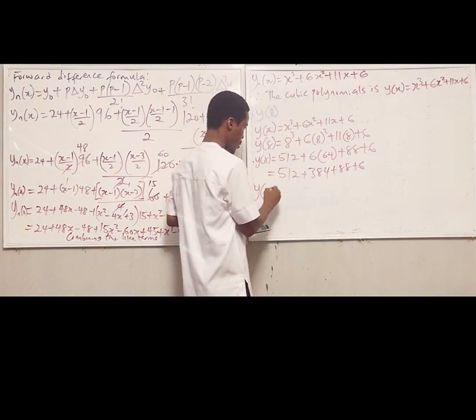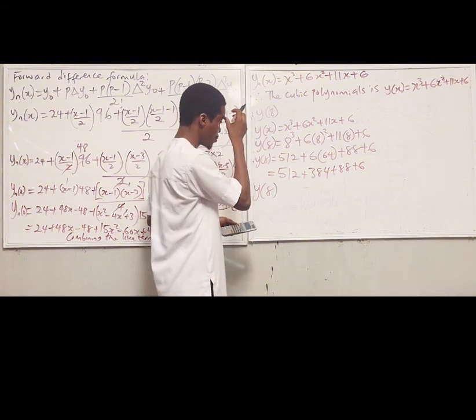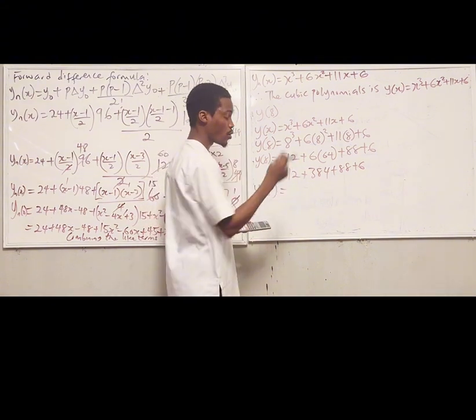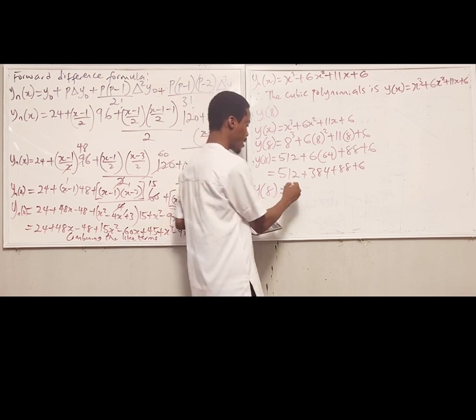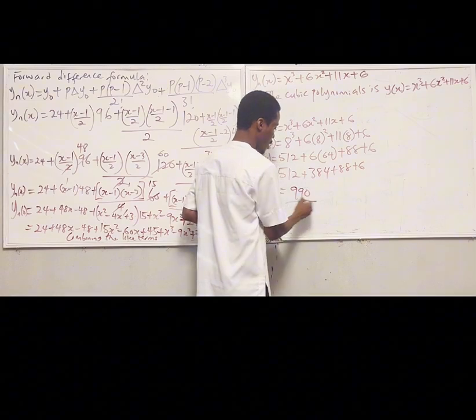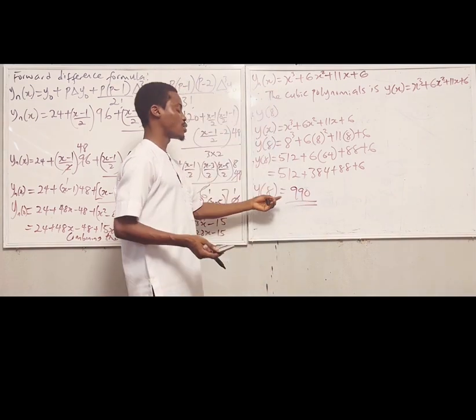So finally, my y of 8 here is the addition of all these numbers: 512 plus 384 plus 88 plus 6. I have 990. So it means my y of 8 is 990.